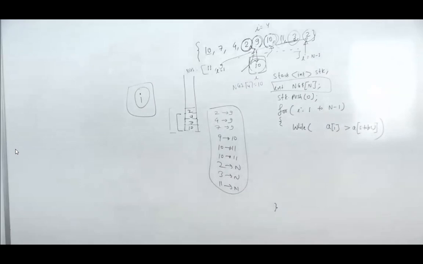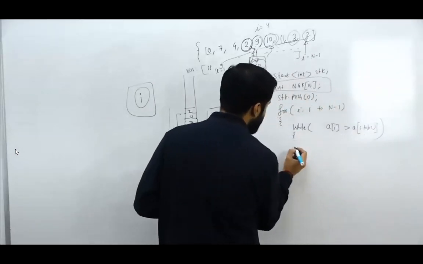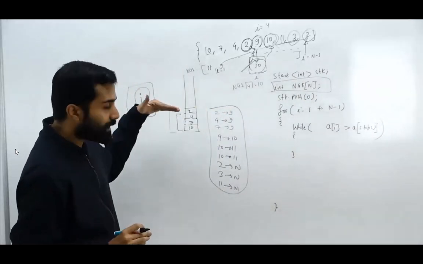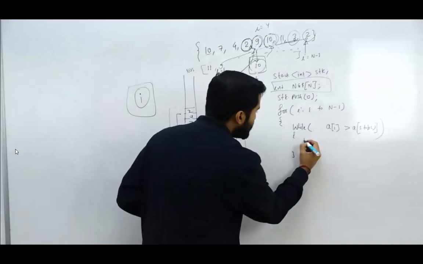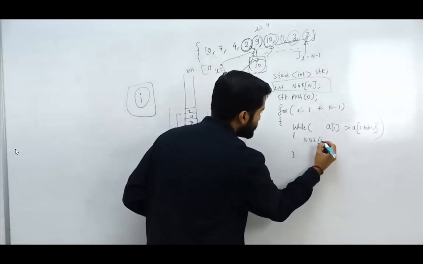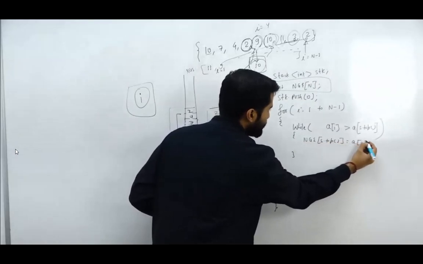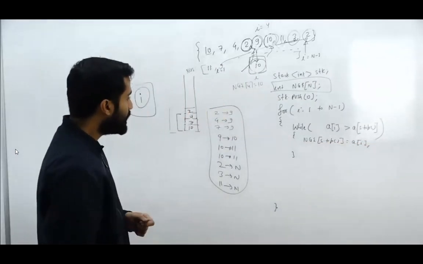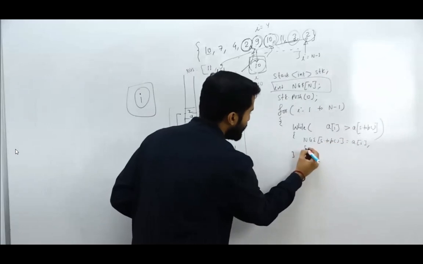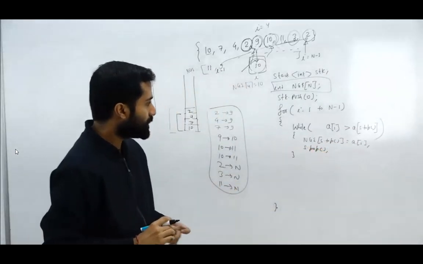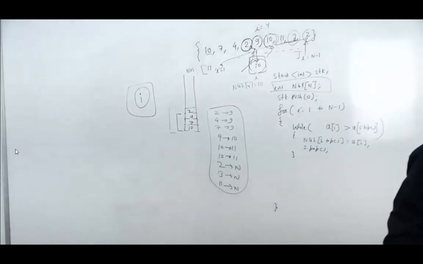Correct? Okay. So as long as you see this condition is true, what will you do? You will say that, okay, whatever is the top of the stack, for that next greater element is a of I. And after doing that, you will kick that element. So you will do s dot pop. Is this piece of code making sense? How many figured that?